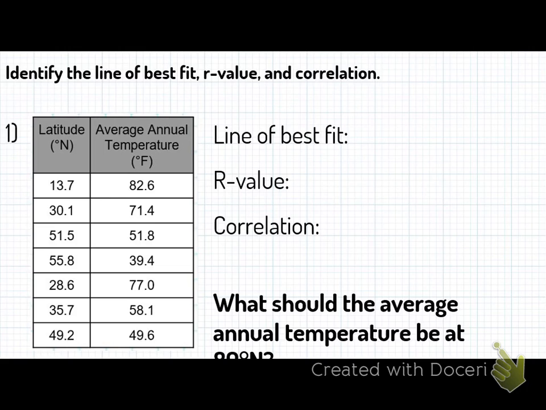Okay, so number 1, identify the line of best fit, R value, and correlation. So let's just say I was a scientist, okay? So, and you were curious, wondering, I wonder if the latitude is related to the average annual temperature, okay? So, latitude, I think that's like equator is at like 90 or not. Well, we'll have to look at it. Okay, so looking at what your average annual temperature is, depending on where you are at the Earth.